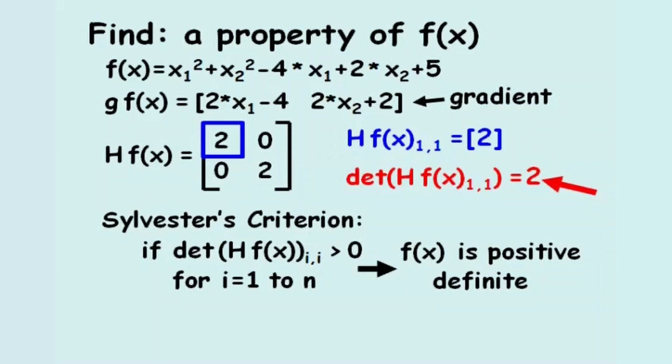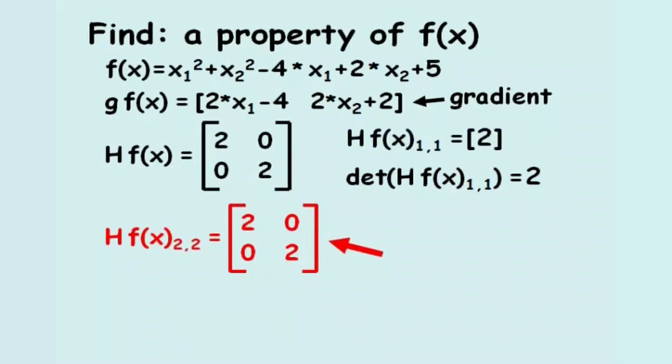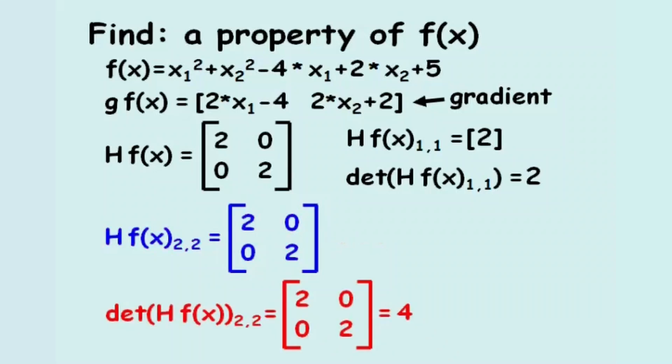For i equals 2, we'll evaluate the determinant of the entire Hessian matrix since n equals 2, and the determinant equals 4, which is positive as well. Therefore, we confirm the positive definiteness of the function using Sylvester's criterion.